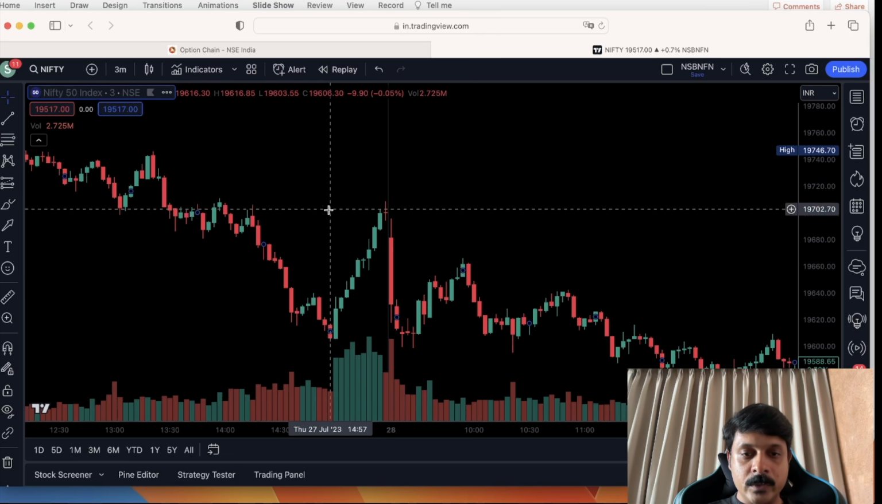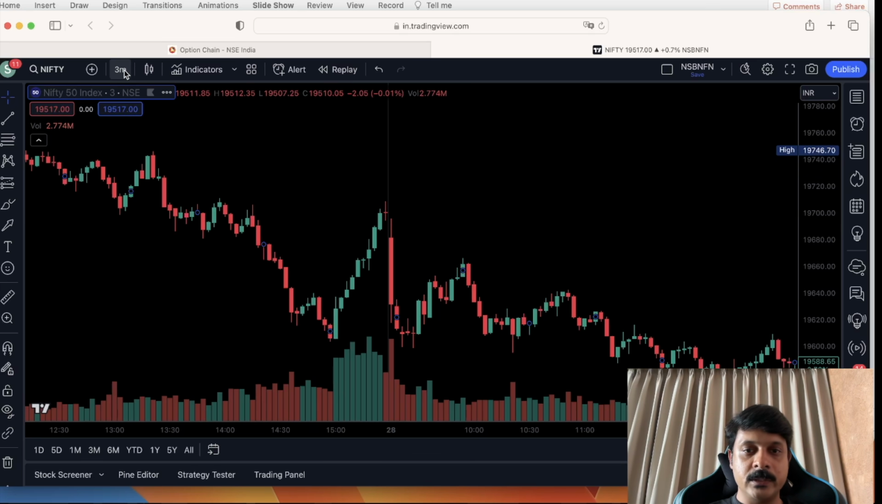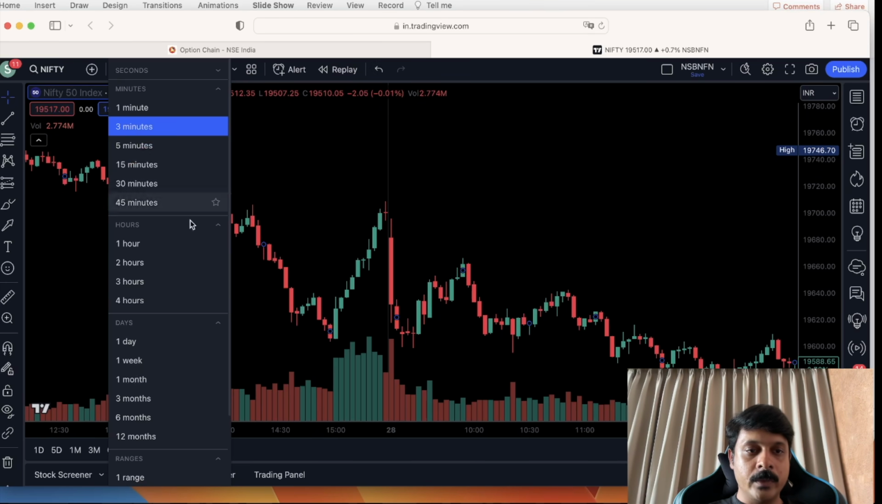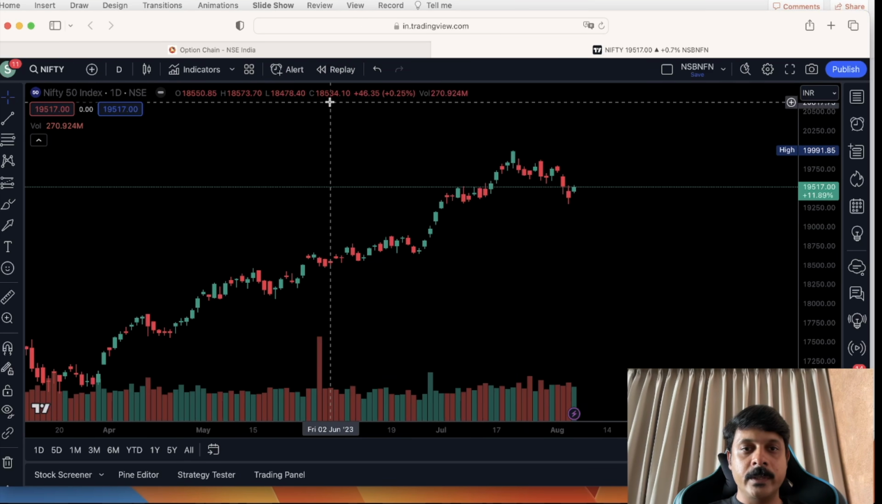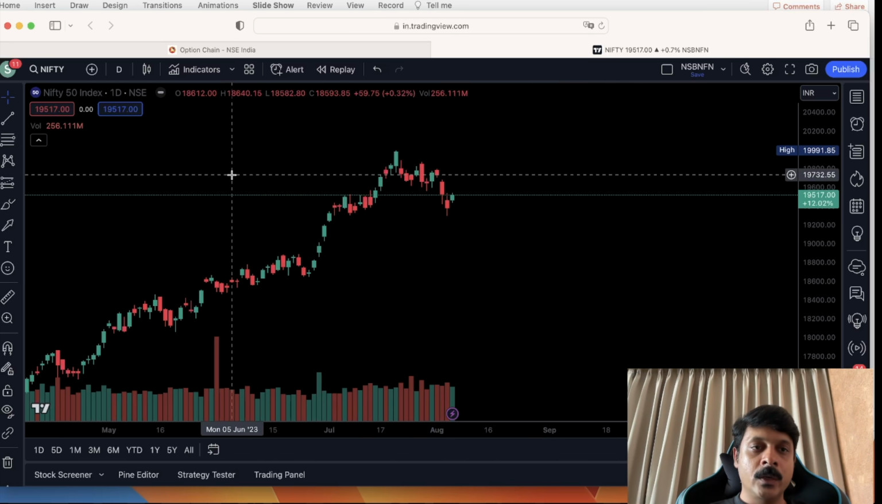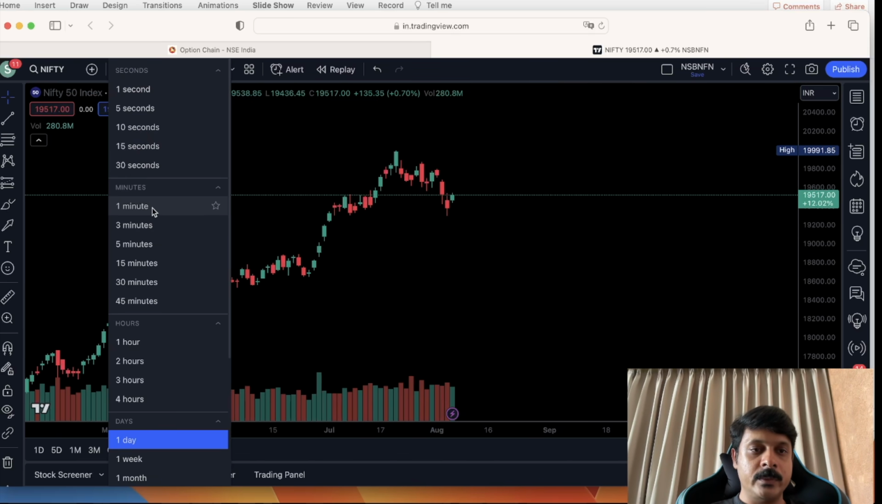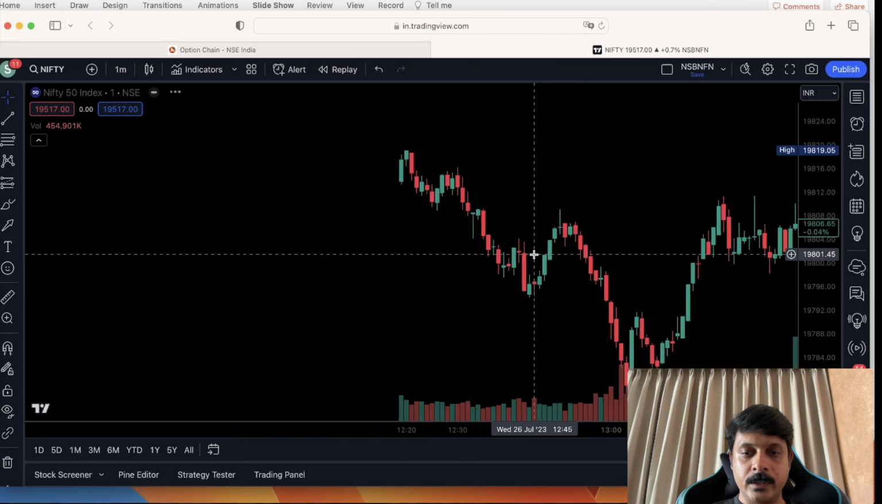So if you actually go into the daily chart, this is Thursday, July 27. If you look at the actual closing, when I place the cursor on July 27, Thursday, it is 19,659.90. So I'll go to the 1 minute chart of July 27, and on the 1 minute chart we will be able to see.